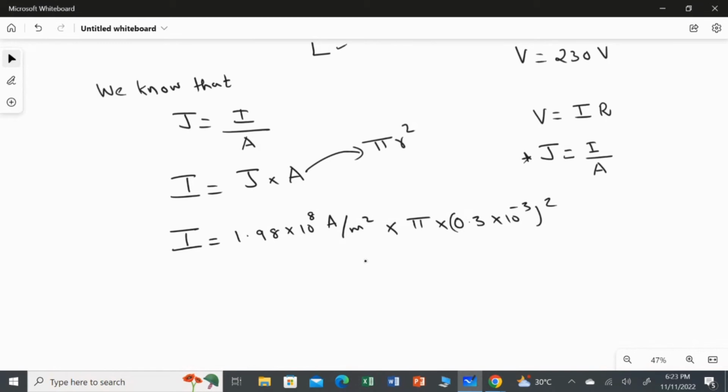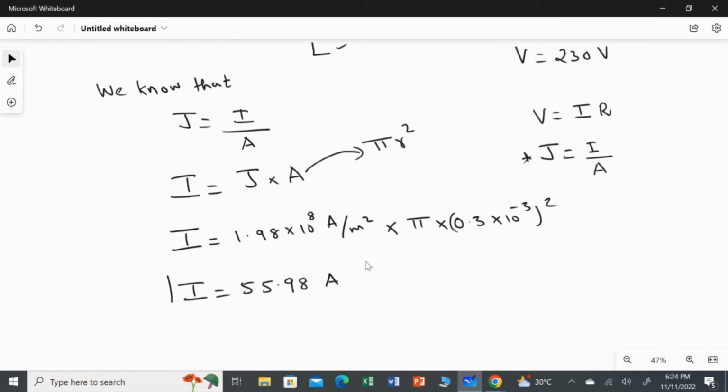Because it is in millimeter, so we have to convert that millimeter to meter. Okay, now I'm going to identify the value of the current. So 1.98 multiplied by 10 power 8 multiplied by pi multiplied by radius, right? 0.3 multiplied by 10 power minus 3 the whole square, which is 55.98. What's the value of the current? 55.98, and what's the unit? The unit for the current is ampere. Clear?